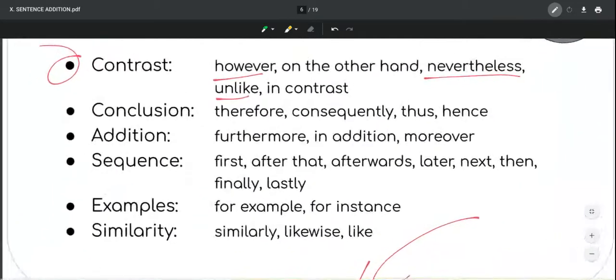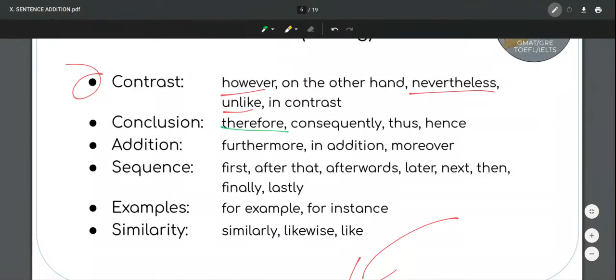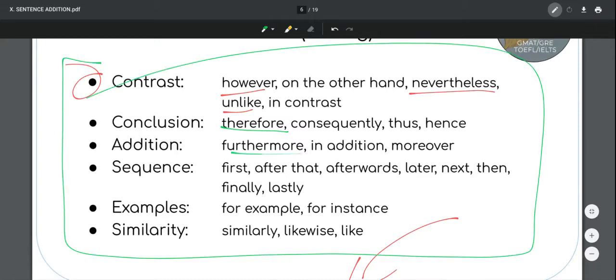The same thing applies to all of these transition words. If I say therefore, I expect that to be a consequence. I wouldn't say tomorrow is Monday, therefore the Earth is the third planet closest to the sun. There's no consequence there, right? So I wouldn't put two sentences that have no consequence joined by a word that implies consequence. And the same thing goes for all of my linking words: furthermore, first, for example, similarly, etc.